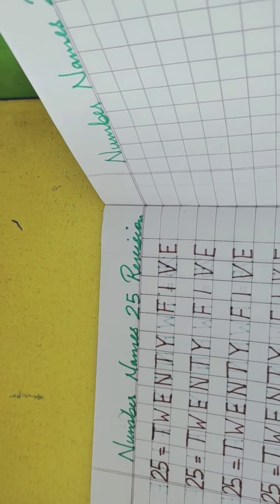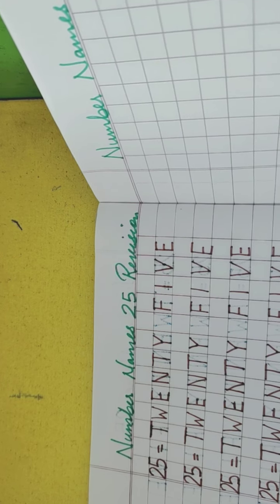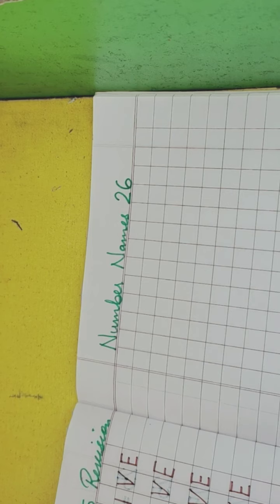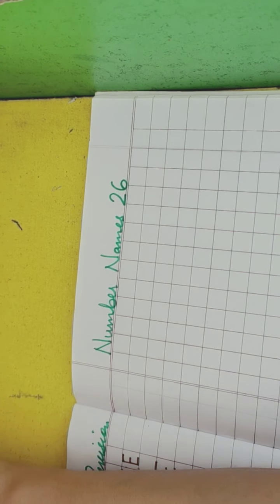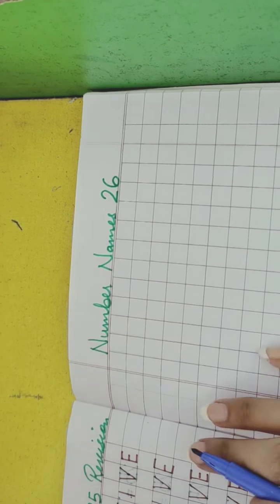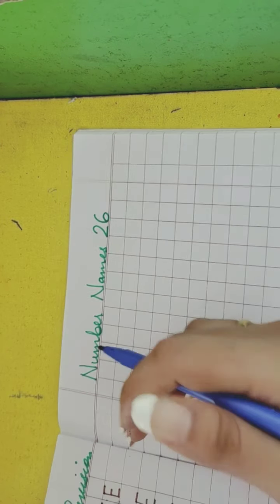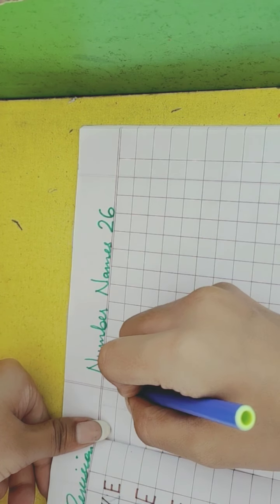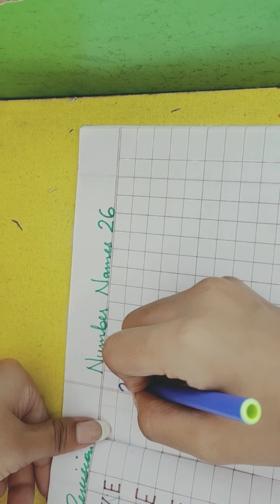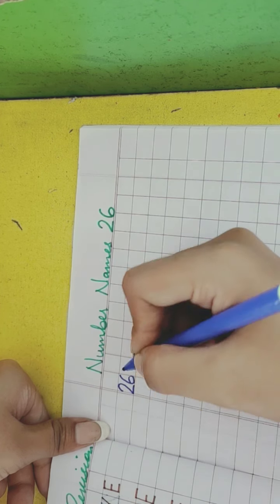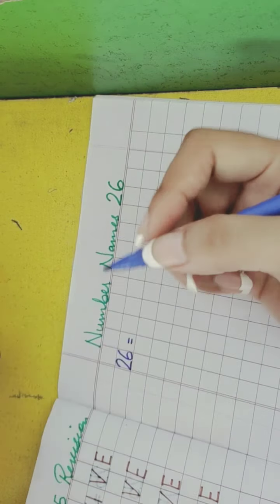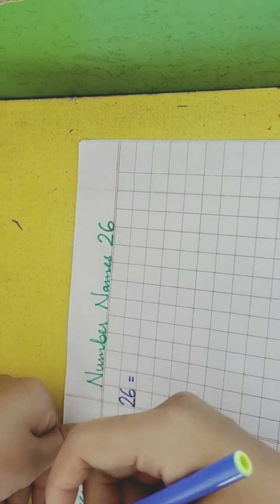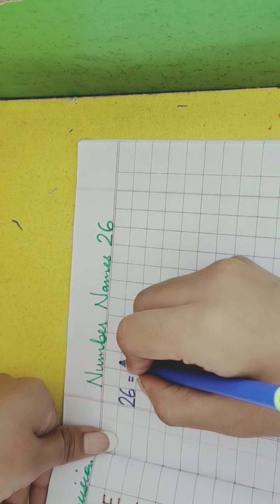So today we are done with the revision of number names of 25. Now we will start with the number names of 26. आज हम number names 26 learn करेंगे. Now I want you to repeat with me. आपको मेरे साथ repeat करना है. 26, 26. What number is this? 26 is 26. Now repeat with me.